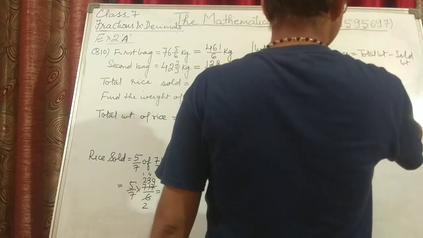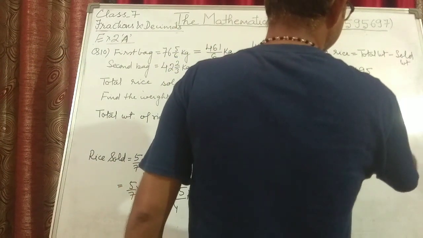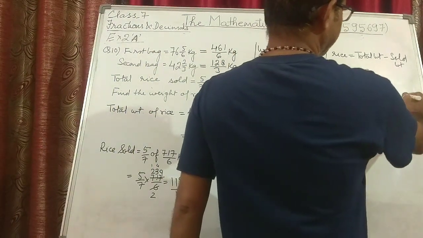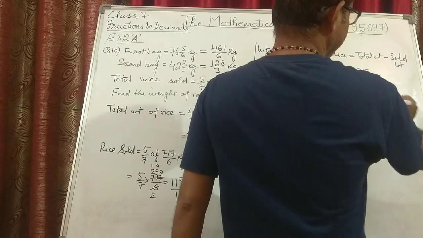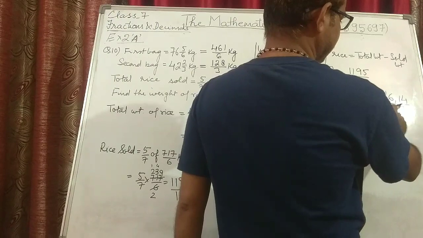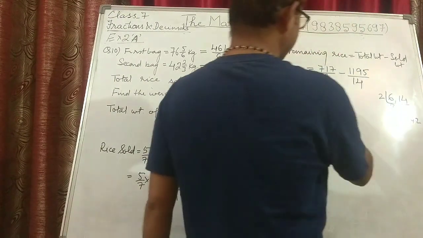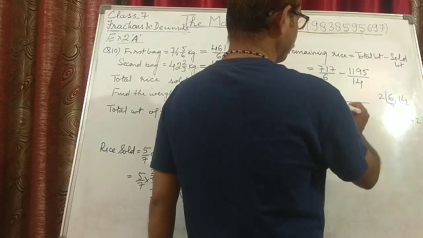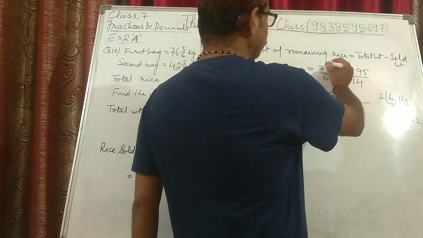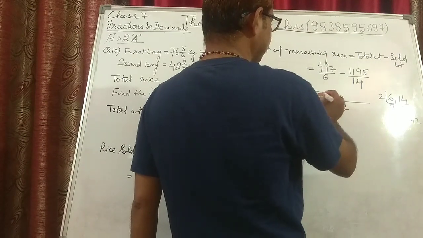1195 upon 14. Now we will take the LCM. Let's find out the LCM of 6 and 14. So 2 3s are 6, 2 7s are 14. Now all these are prime numbers. 2 into 3 is 6, into 7 is 42. So the LCM is 42. Now 6 7s are 42. 7 7s are 49. 4 7s are 28, 1 and 1, 49 plus 1, 50.